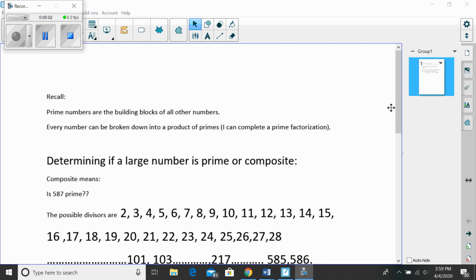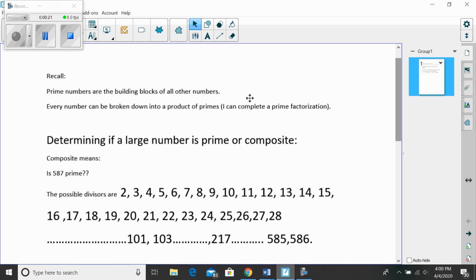We're going to continue talking about prime numbers in this segment, and most specifically, we're going to talk about how to determine whether a large number is prime or composite. A couple things I want to remind you of from the last segment on prime factorization, which was referred to as the fundamental theorem of arithmetic, the most important thing I can say in arithmetic. That's the meaning of the fundamental theorem.